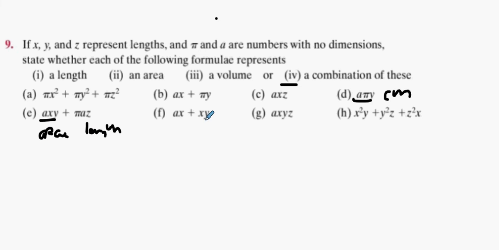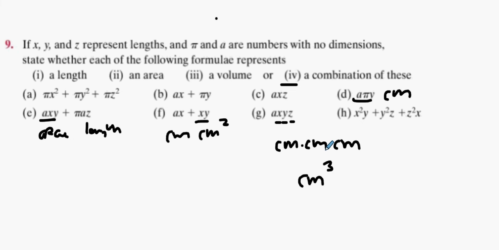What about AX plus XY? That's centimeters squared, that's centimeters. That's a combination of both. Brian, the next one. AXYZ. Centimeter by centimeter by centimeter. Volume.